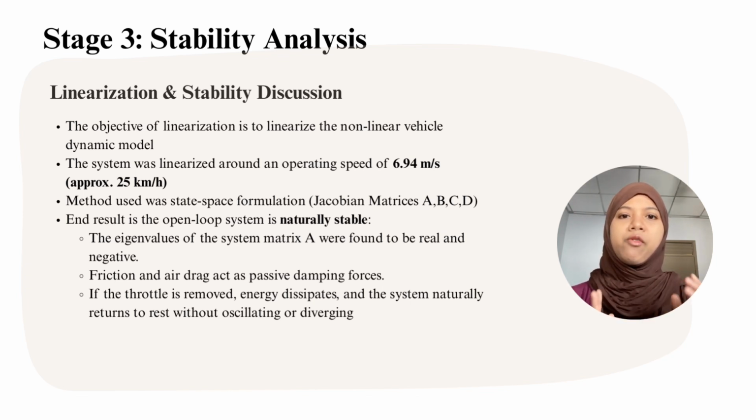So the primary finding was that the open loop system is naturally stable. This stability is evidenced by the system matrix A having real and negative eigenvalues. Physically, this means that passive damping forces such as friction and air drag dissipate energy, ensuring that if the throttle is removed, the vehicle naturally returns to rest without exhibiting undesirable oscillation or divergence.